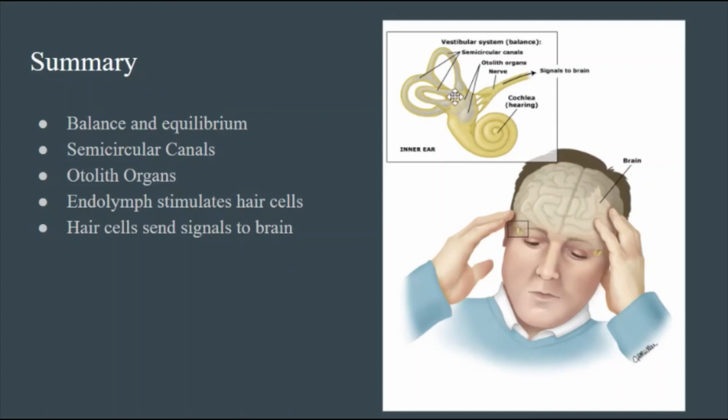We have our three canals here, our posterior, our anterior, and our horizontal. And we have our otolith organs. Endolymph is going to circulate between those two structures, and it's going to stimulate hair cells whenever the head moves.